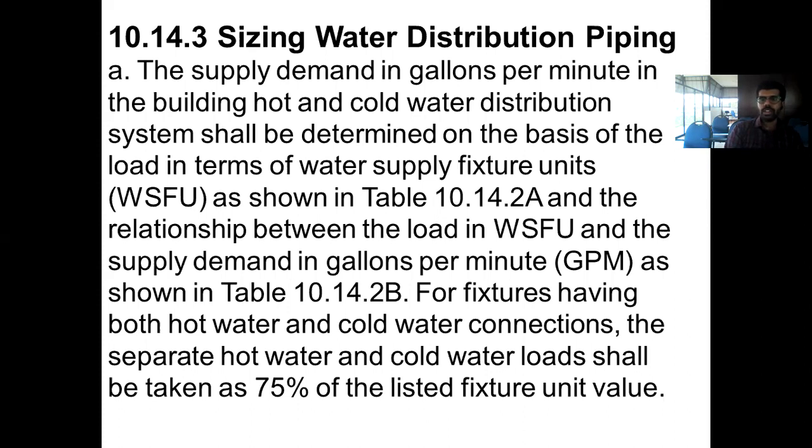From one table, table 10.14.2a, you can get the WSFU, which is water supply fixture unit, of different fixtures like water faucets, wash basins, like that. So if you get a WSFU number, you can go to table 10.14.2b for finding the supply demand in gallons per minute. So the amount of water you can get from table 10.14.2b.